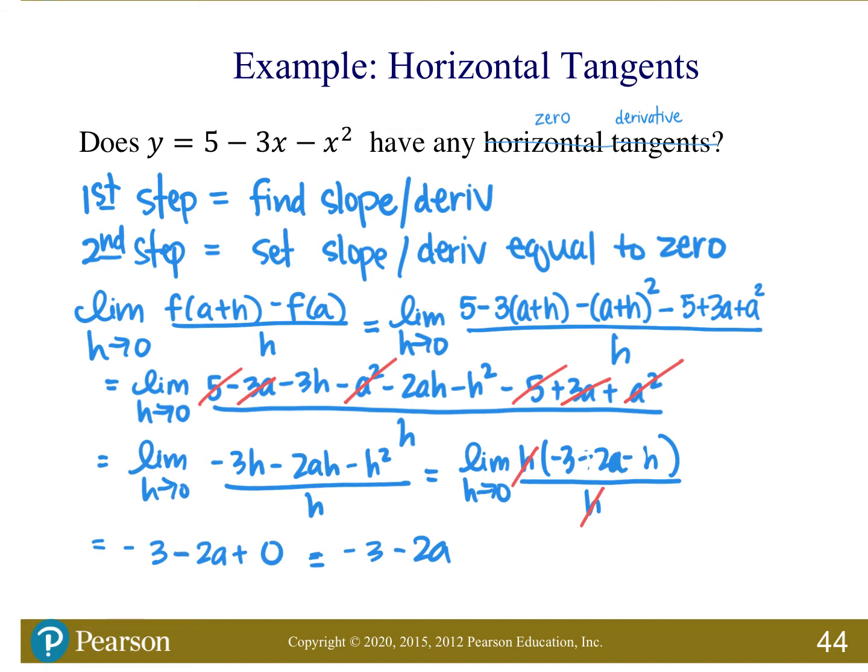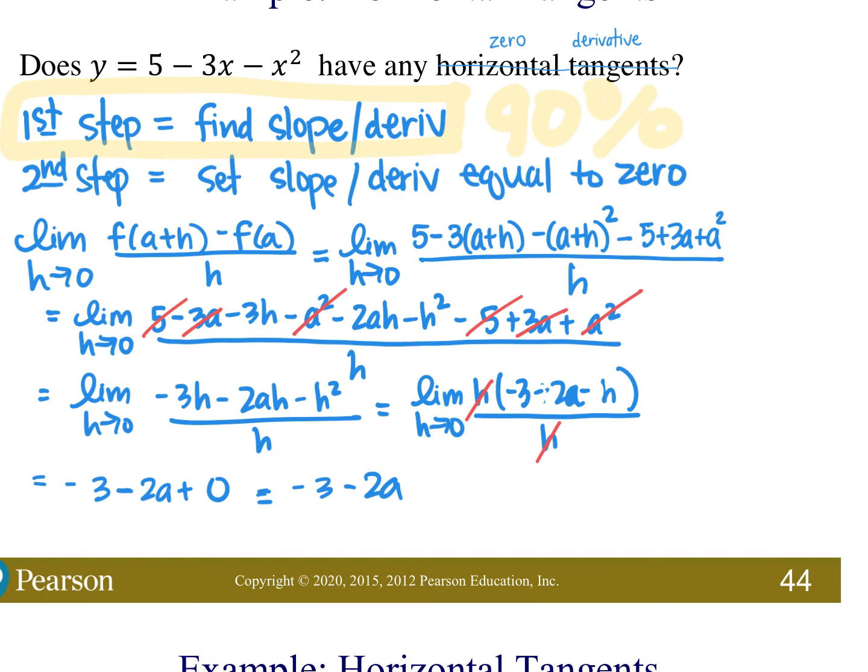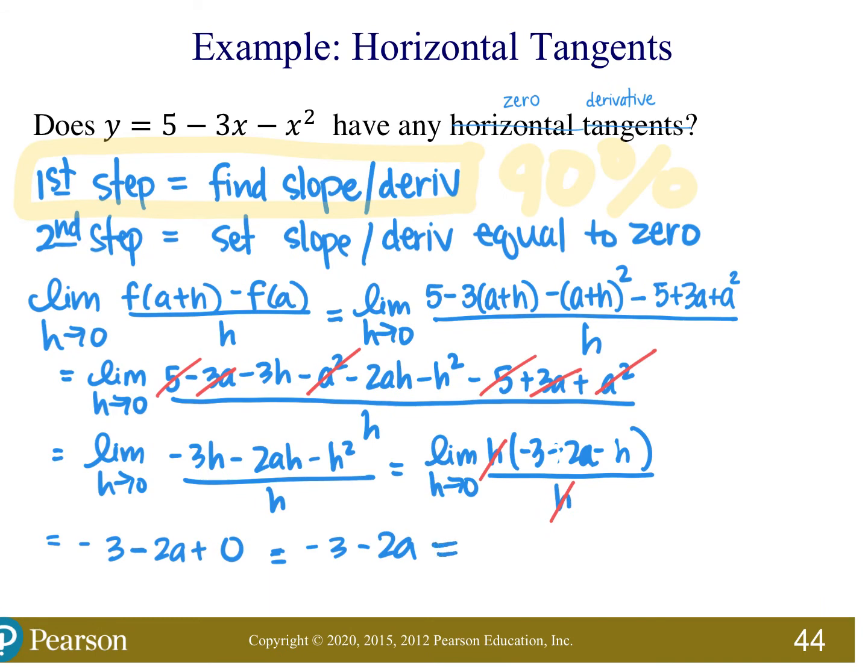Okay, like I said earlier, that's going to be like 95% of the work is going to be that part of it. Okay, the part where the first step is finding the slope or derivative. The second step is just to take that and set it equal to 0. And that's not going to take much work at all. So we're going to take negative 3 minus 2a, set it equal to 0, and then solve that equation by doing something to both sides.